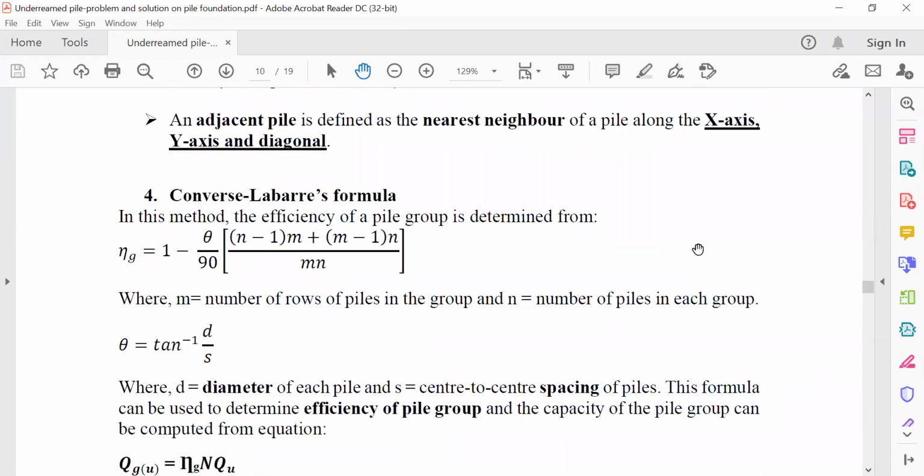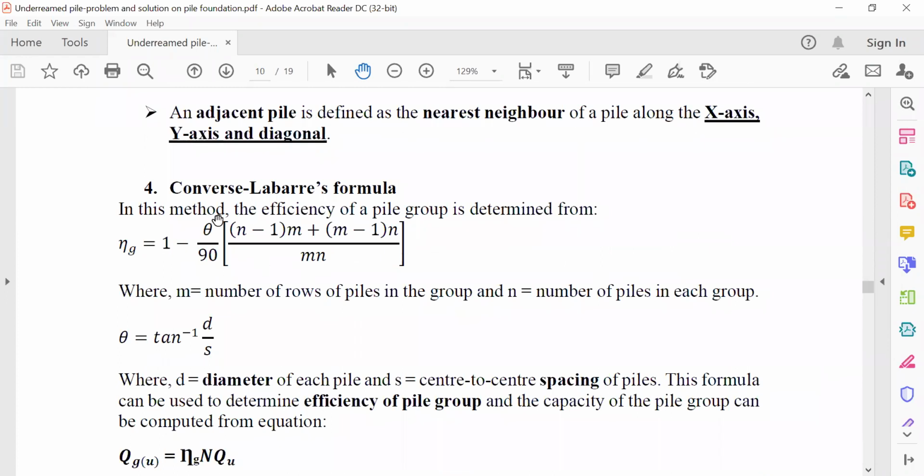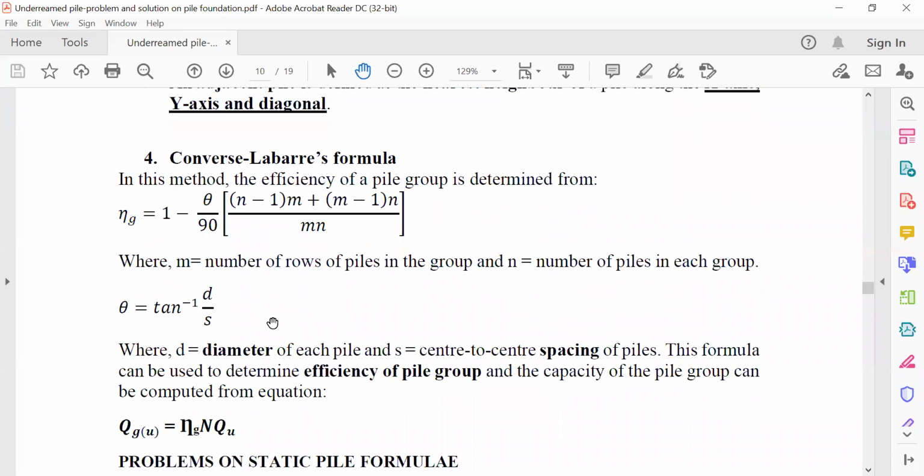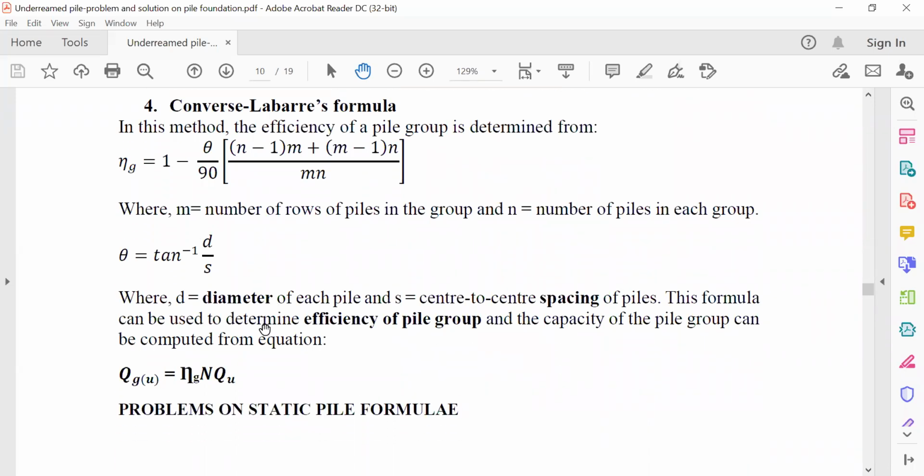Converse-Labarre formula also we have discussed. This formula is very easy. So what I would like to suggest, compared to Feld's rule, you can directly use the Converse-Labarre formula. This is very simple. Simply we have to put the value. I will solve some numerical, then you will easily understand. So M is the number of rows of piles in the group, and N is the number of piles in each row.